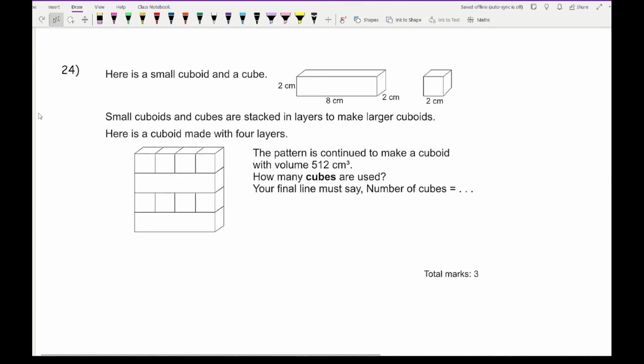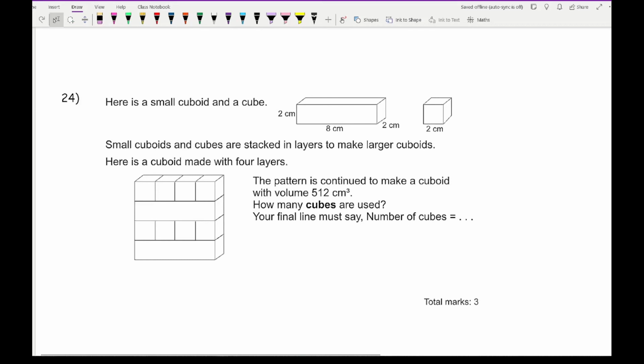Moving on to question 24, it says that here is a small cuboid and a cube. The small cuboid and cubes are stacked in layers to make a larger cuboid. Here is a cuboid made with 4 layers. The pattern is continued to make a cuboid with a volume of 512. How many cubes are used? Your final line must say number of cubes equals.